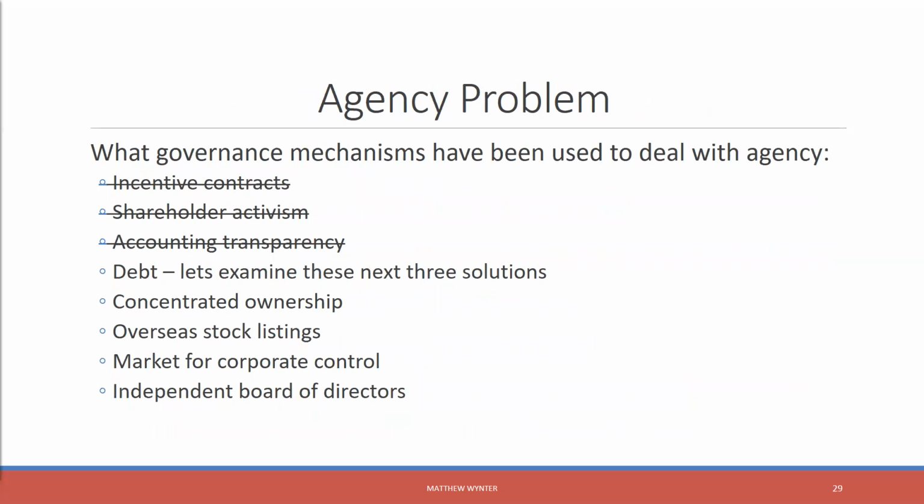Okay, so we've gone through incentive contracts, shareholder activism, and accounting transparency. Next, we're going to examine debt, concentrated ownership, and then we'll talk a bit about overseas listings, and we'll look at the other mechanisms to address agency problems.